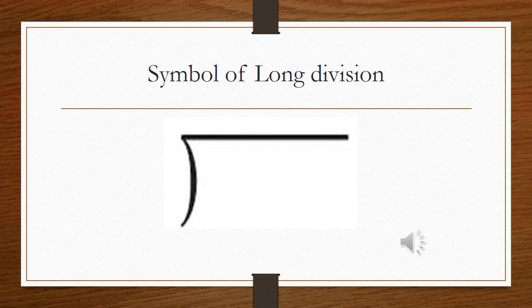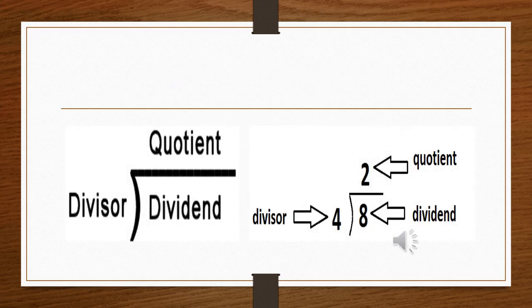This picture shows us the symbol of the long division. So when we have to divide using the long division, we have to use this symbol. Inside the symbol, we write the dividend. Outside the symbol on the left, we write the divisor, while the quotient is written upwards. For example, 8 divided by 4 equals 2. 8 is the dividend, it's written inside. The divisor, which is 4, is written outside on the left, while the quotient is written upwards.